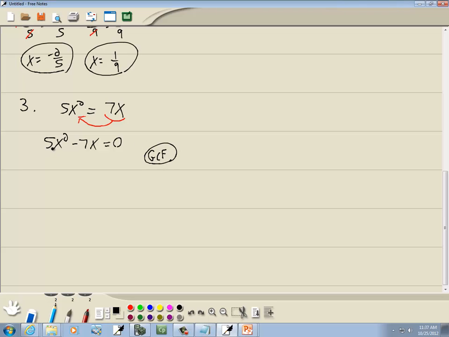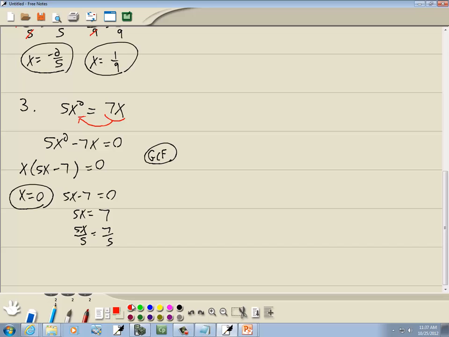Now this particular method here is GCF. They both have an x in common, so I'll factor that out. And that gives us 5x minus 7. Zero factor property says you get 0 on one side and you factor the other side, you set each factor equal to 0. So I'm going to set x equal to 0, and I'll set 5x minus 7 equal to 0. Now this one's already solved for x, so we're fine there. This one will take negative 7 to the right side, becomes a positive 7. Divide both sides by 5. Those x's cancel. And we get x is equal to 7/5. And those are our two answers.